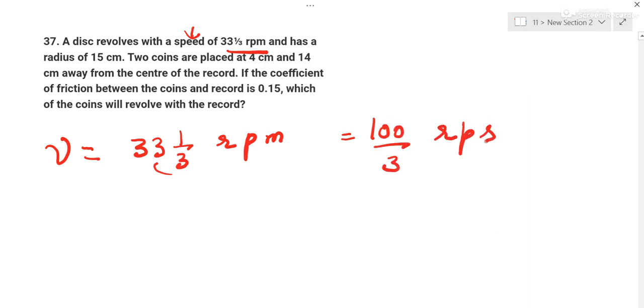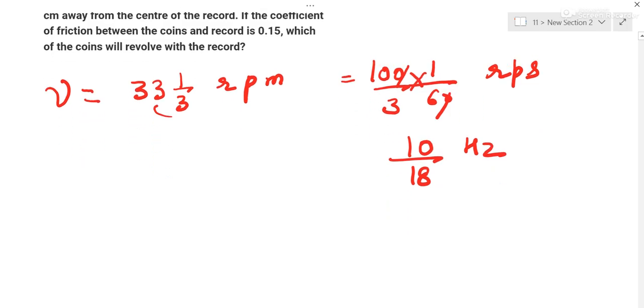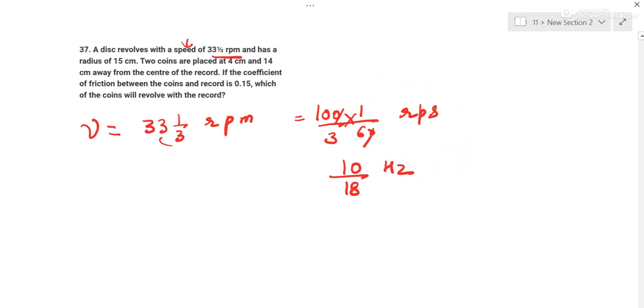So we will write it as revolutions per second. How to write it as revolutions per second? We will divide by 60. So this is your revolutions per second, that is hertz. Now the zeros cancel, 10 by 18 hertz. We are ready with the frequency, so we can find out omega.